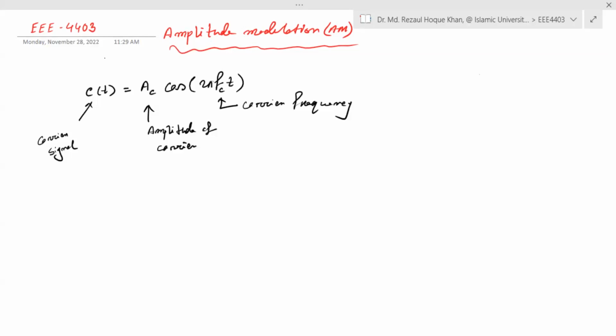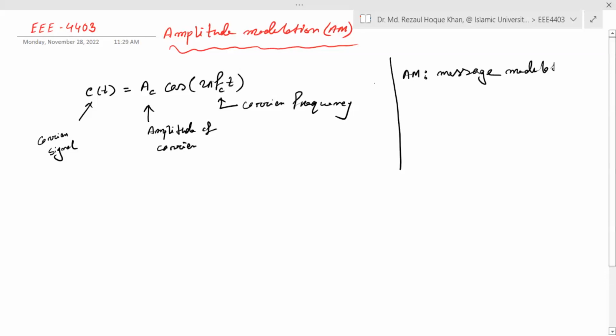So what happens in amplitude modulation is that the carrier will be modulated by the message signal. That's the fundamental concept. Now, what is this AM then? AM is where the message modulates the amplitude of the carrier. So, in AM, the message modulates the amplitude of the carrier.